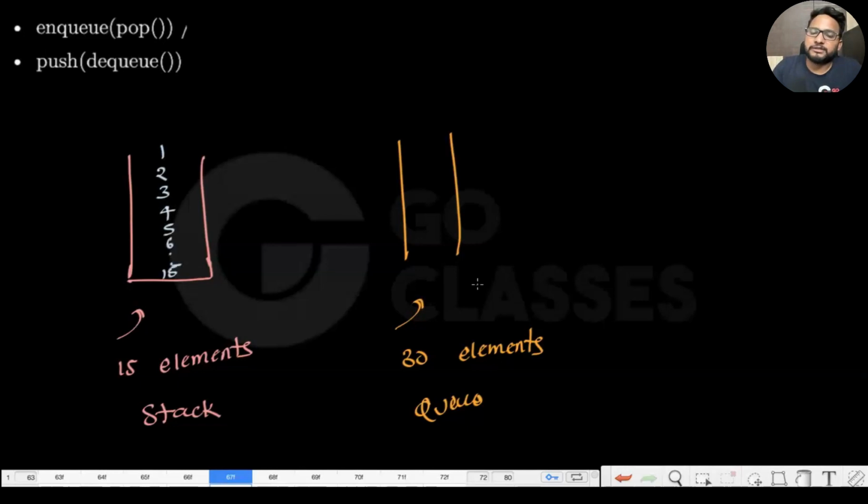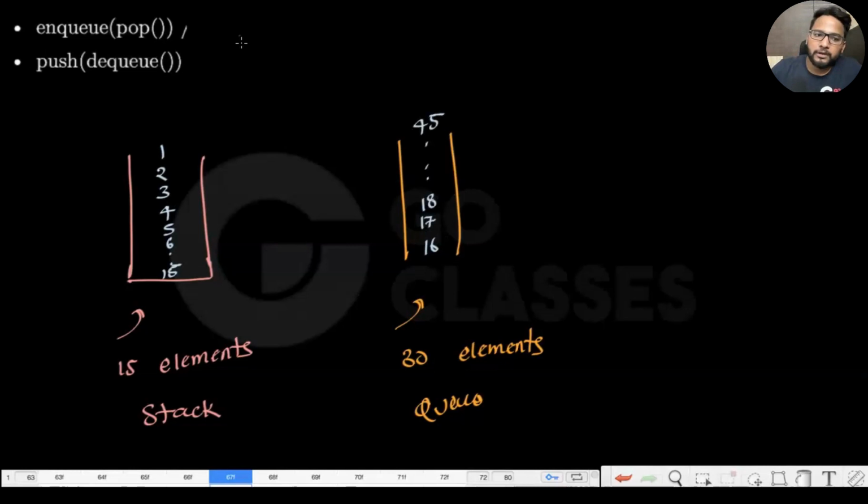Suppose these are the 15 elements that I have. And let's suppose here also I have 16, 17. I have 30 elements, right? So it will go 17, 18, I think till 45. Okay, so suppose these are the elements.